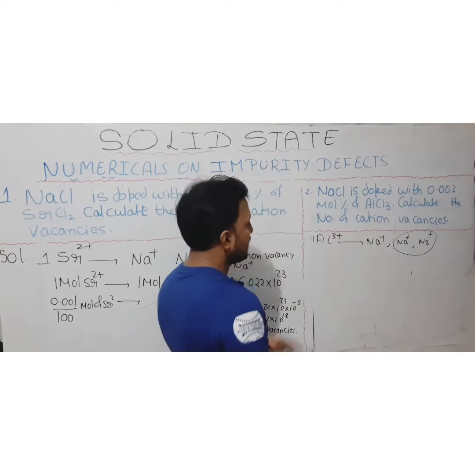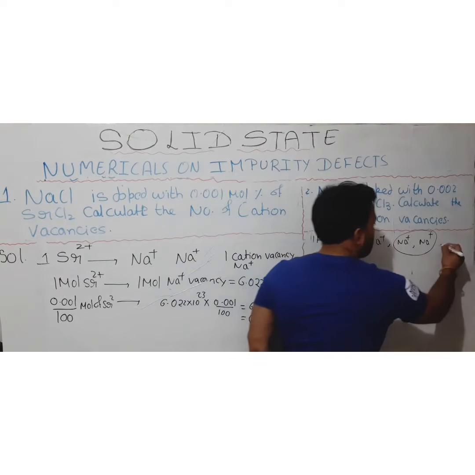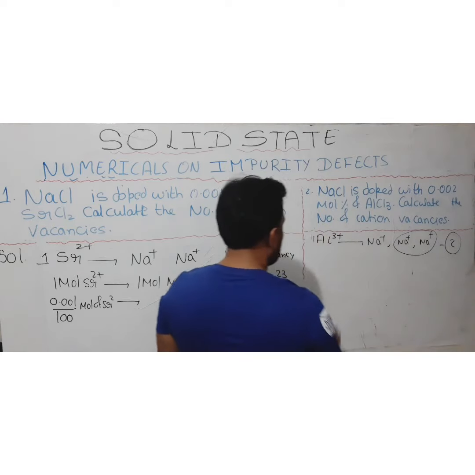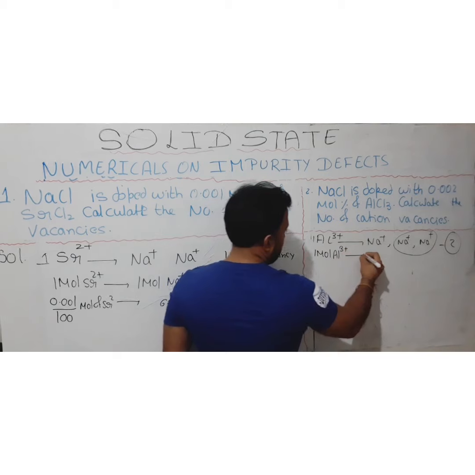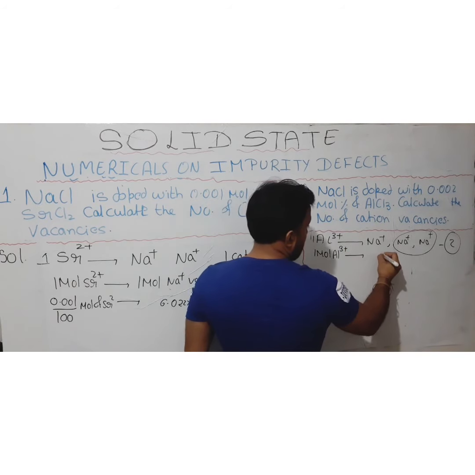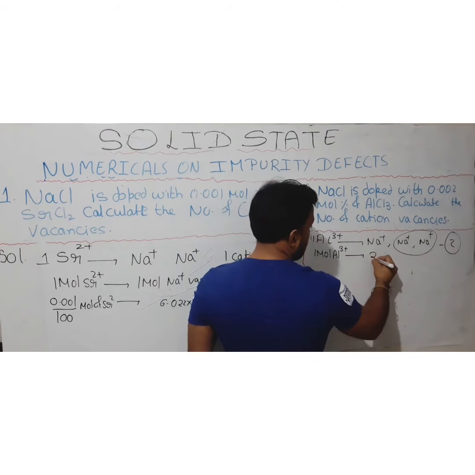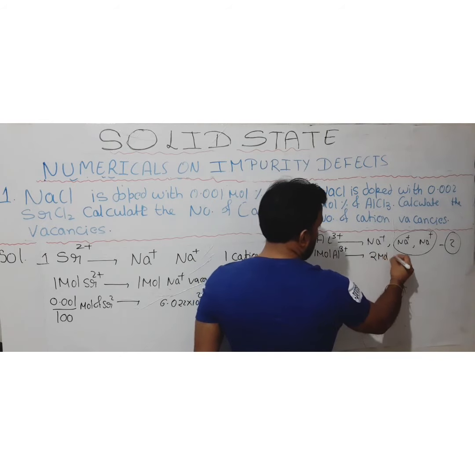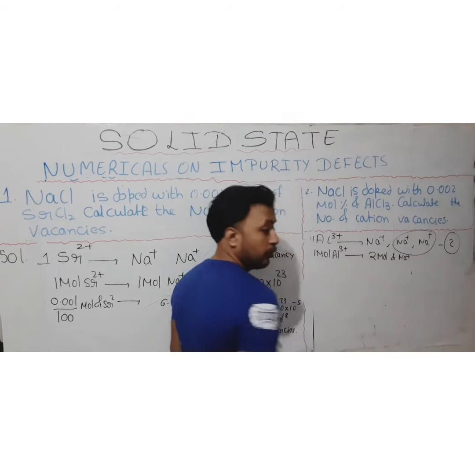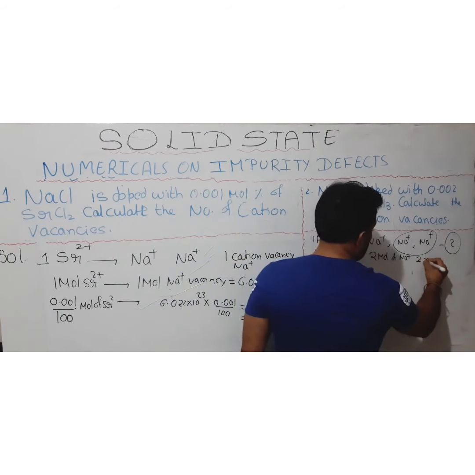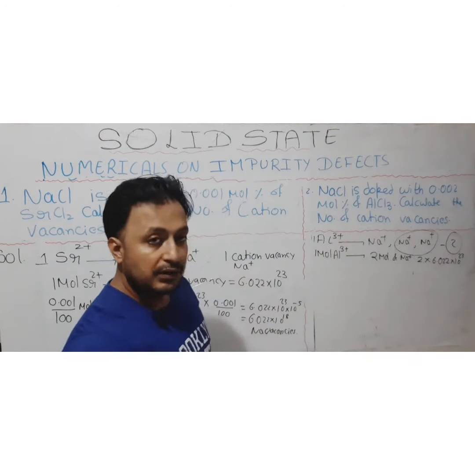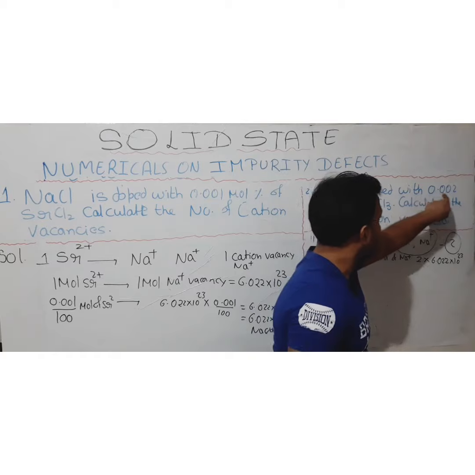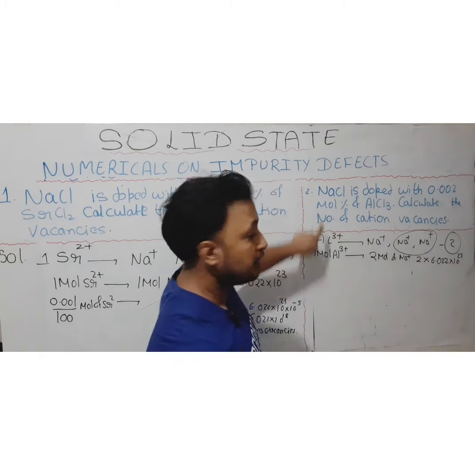So total vacancy created by one aluminium ion is how many? 2. So if you introduce 1 mole of aluminium ion, then it will create how many vacancies? It will create vacancy equivalent to 2 mole. That is 2 mole of Na plus vacancy are going to be created. So 2 mole, when you convert it into Avogadro number, becomes 2 into 6.022 into 10 raised to power 23. Okay. Now what is the given value of the impurity? That is 0.002 mole percentage.